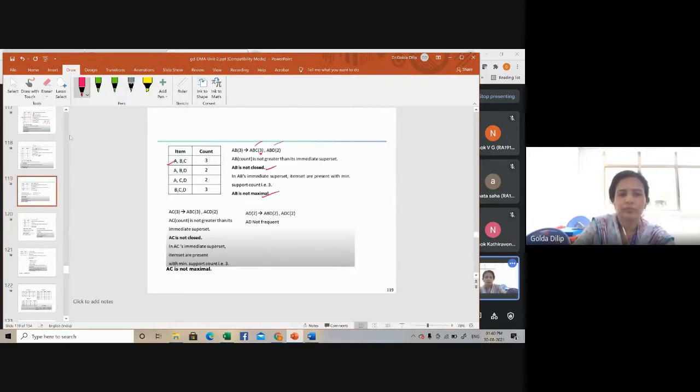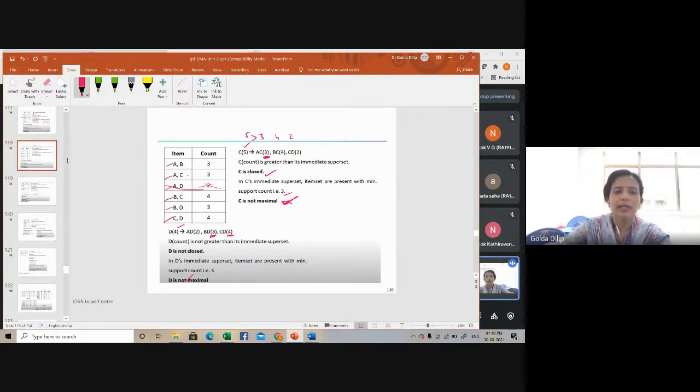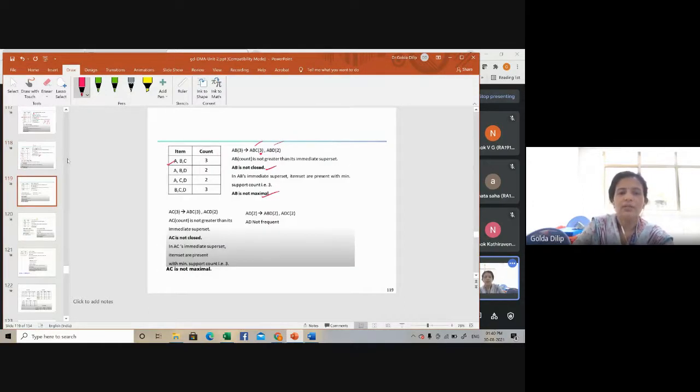After AB, the next item is AC. Take its support count. This is also not closed, not maximal. Right hand side minimum support is coming. Then AD. AD is 2. 2 means it is not even satisfying the minimum support, so it is not frequent.